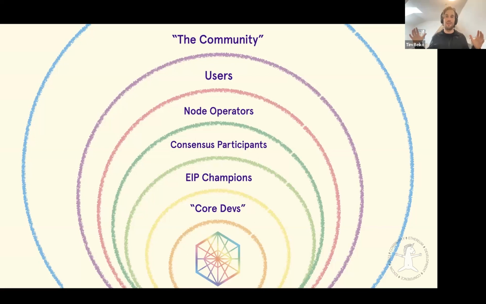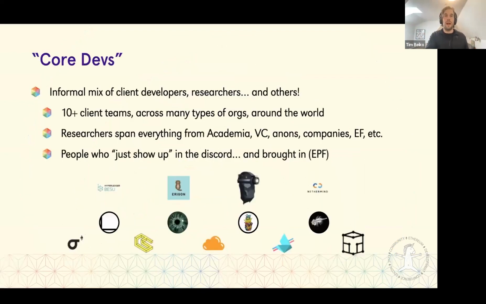And hopefully by the end of this, you have a good view of how governance works and how these different stakeholders relate to each other. So let's start with the core devs. One thing that's worth noting is there is no true definition of a core dev.